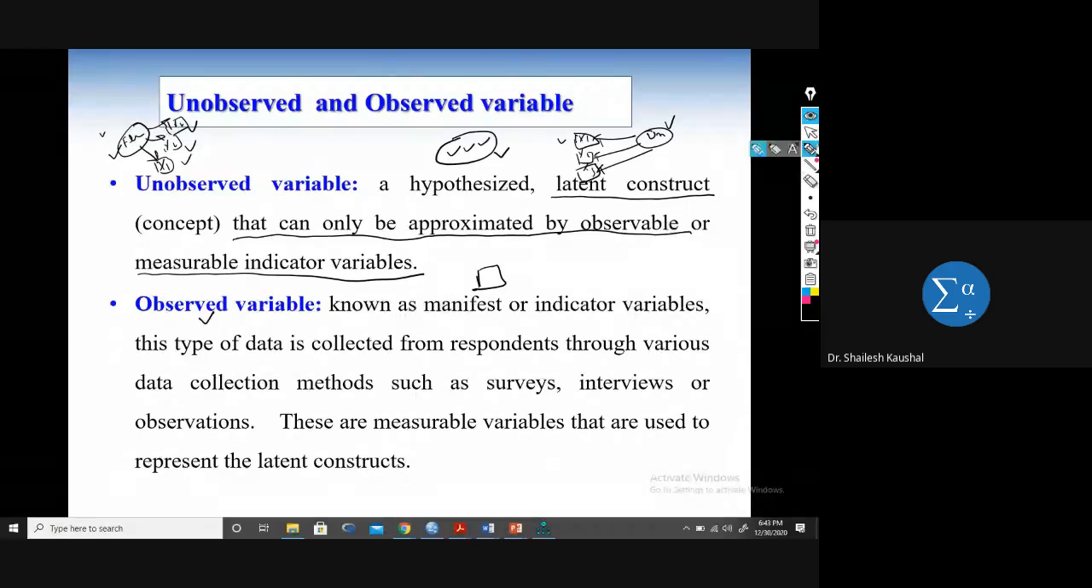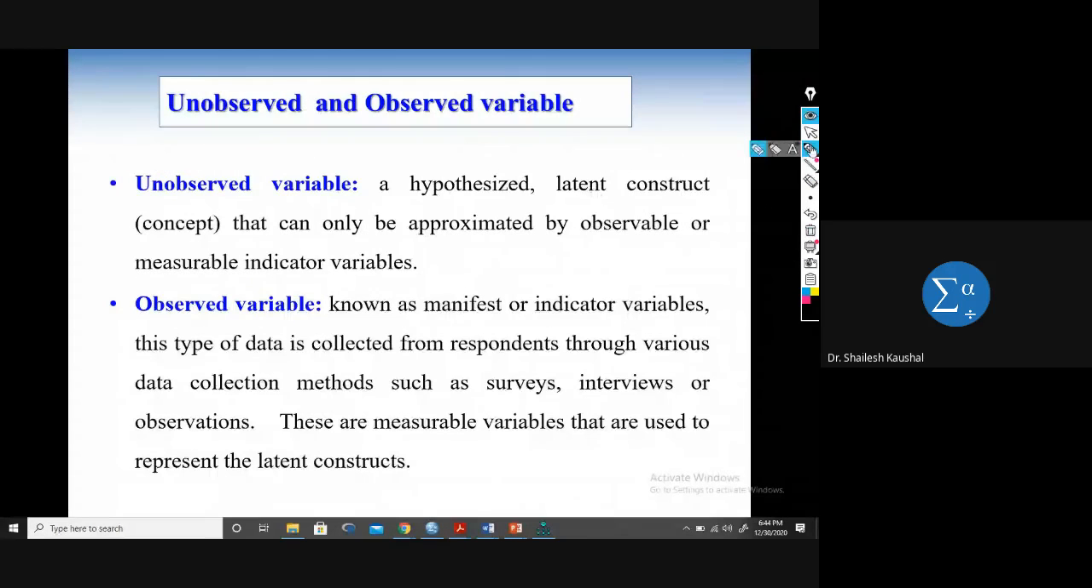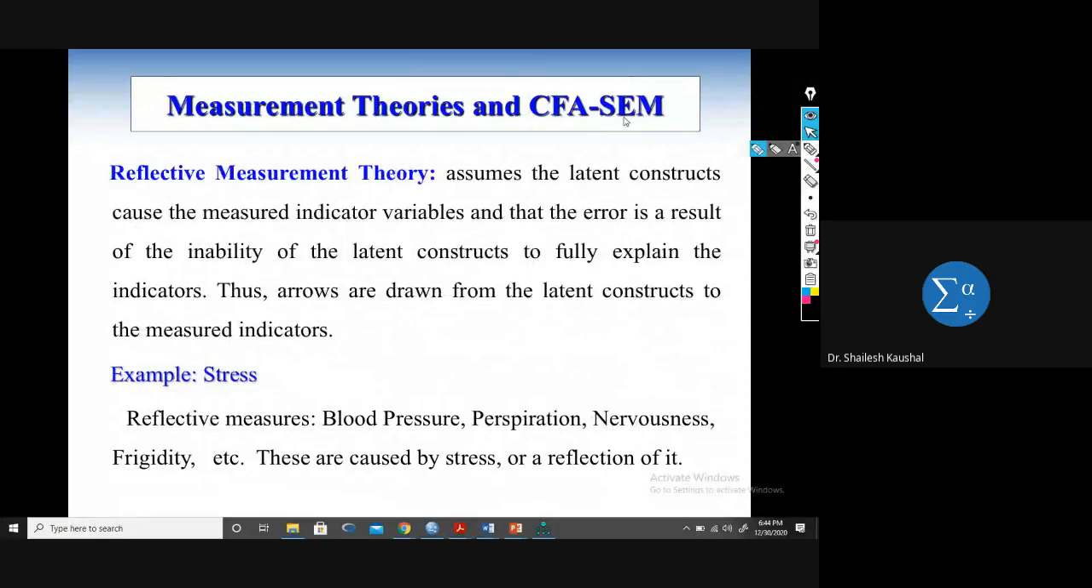So there are two terms we use here: unobserved variable and observed variable. Unobserved variable means the oval shape, and observed variable means the rectangle we showed.